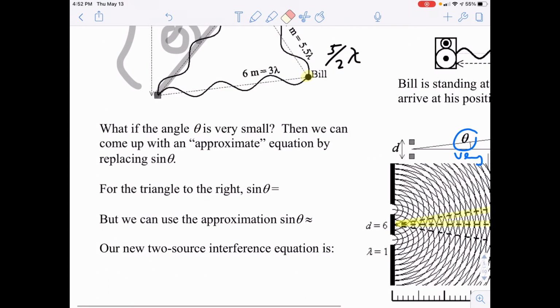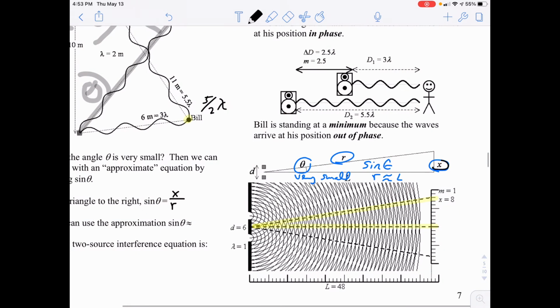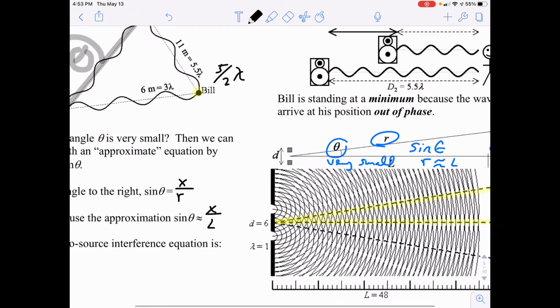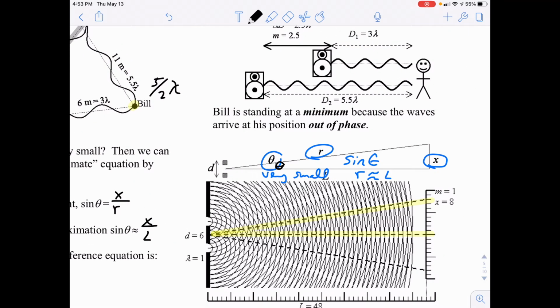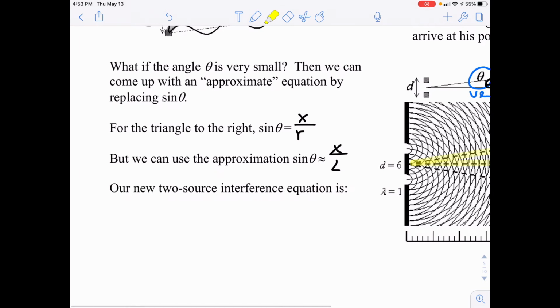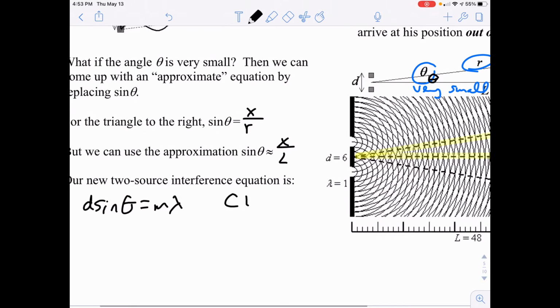So again, for the right triangle here, the sine of the angle would be opposite over hypotenuse, x over r. But for the small angle approximation, it really becomes x over L, because if this angle gets really super small, then this side essentially is the same length as that side for all intents and purposes. Okay, so your new two-source equation would be d sine theta equals m lambda. That would be for constructive interference. So CI stands for constructive interference.